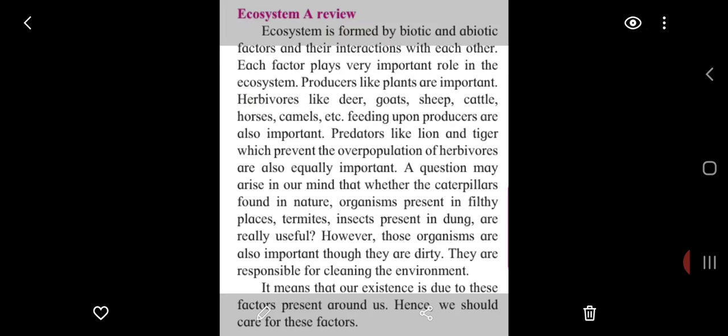Dear students, what is ecosystem? Ecosystem is formed by biotic and abiotic factors and their interactions with each other. Each factor plays a very important role in the ecosystem. Producers like plants are important. Herbivores like deer, goats, sheep, cattle, horses, camels, etc., feeding upon producers are also important. Predators like lion and tiger, which prevent the overpopulation of herbivores, are also equally important.